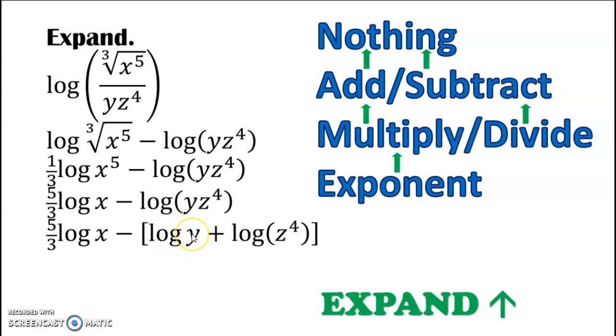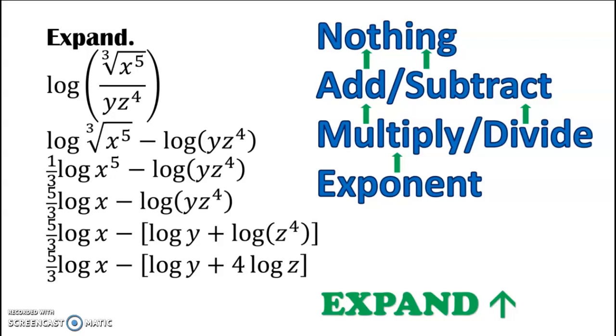Now our logarithm for y is fine. We have to deal with our z to the 4th, and we pull the exponent out using multiplication, and then we'll distribute that negative symbol. Let's look at one more expansion.